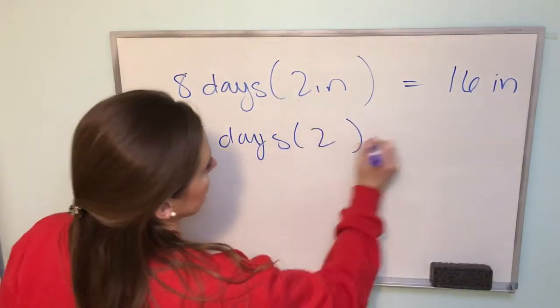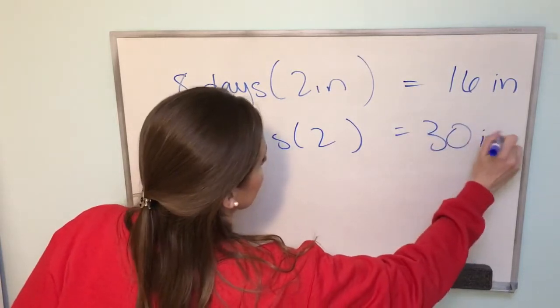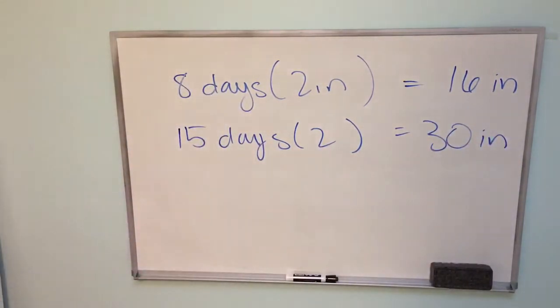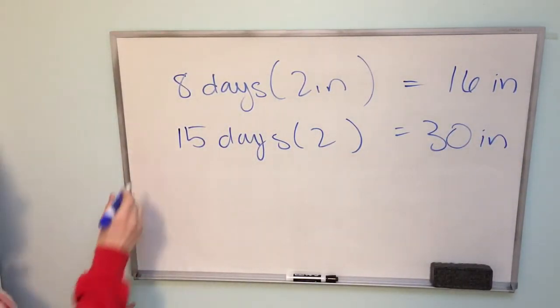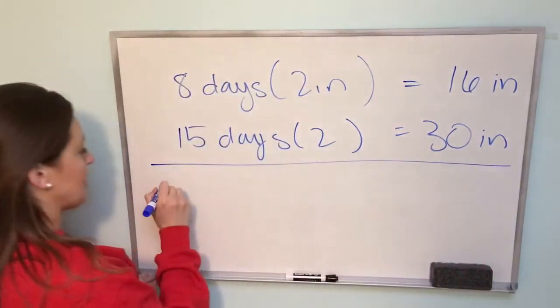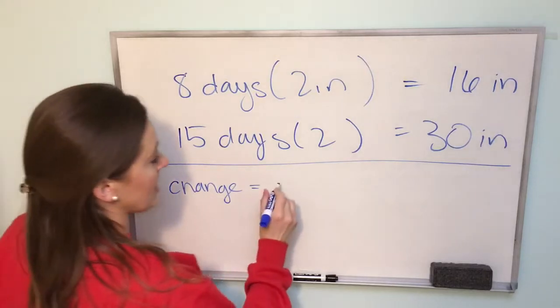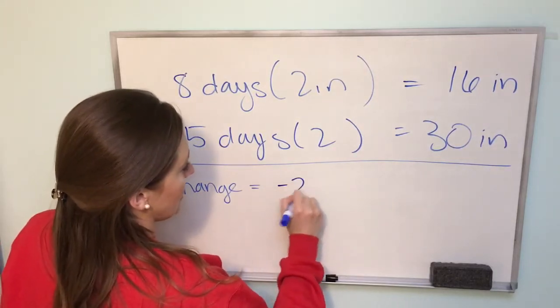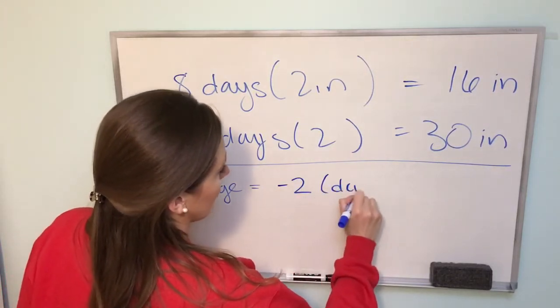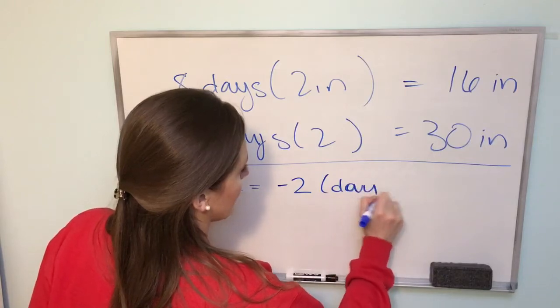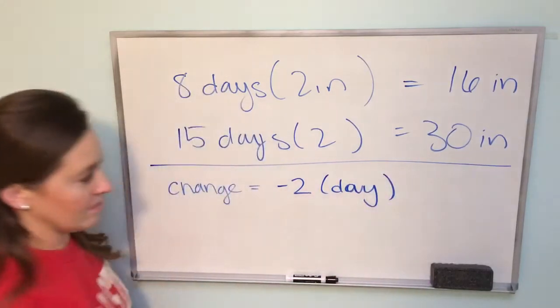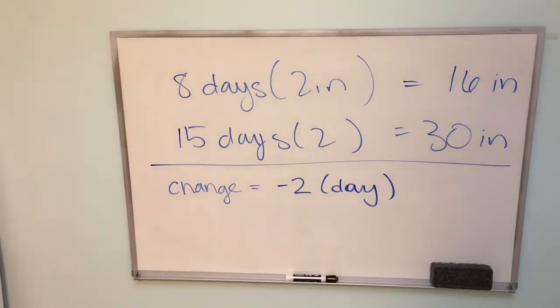Yeah, 2 inches, it's 30 inches, right? You're just multiplying 15 times 2. So we can write this as an equation. We can say that the change of water in the lake is equal to negative 2 inches per day. Right, and they literally tell you that in the first sentence.